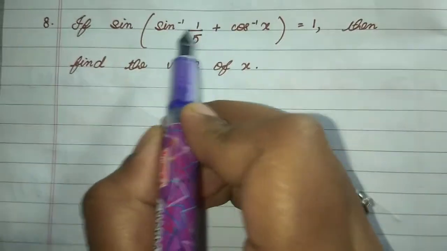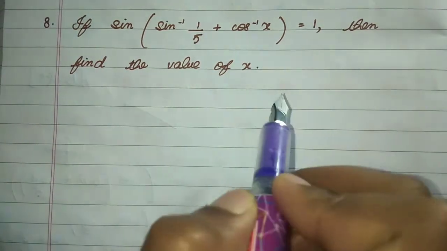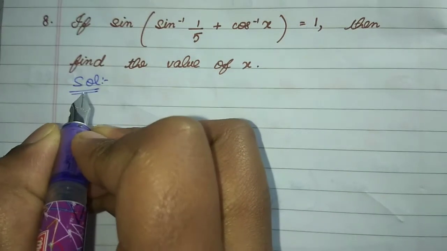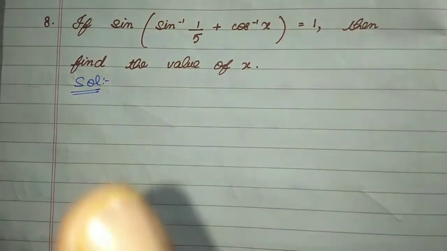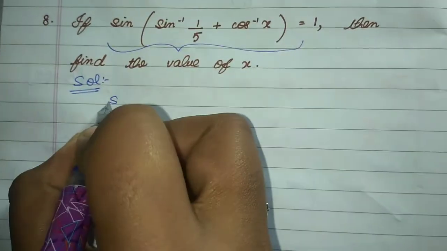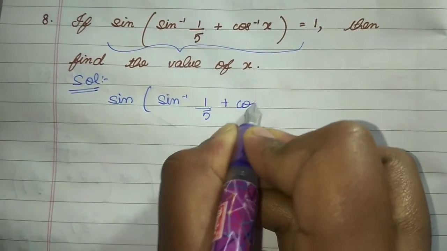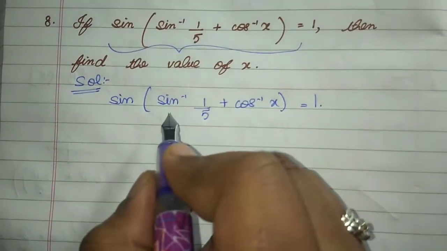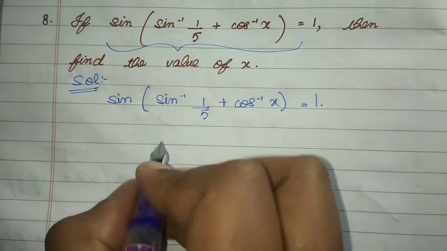Question 8. If sine of (sine inverse 1 by 5 plus cos inverse x) is equal to 1, then find the value of x. So these types of questions are easy and direct from NCERT. You can find the same question in the NCERT second exercise. Okay. So let me write the function given as it is: sine of (sine inverse 1 by 5 plus cos inverse of x) is equal to 1. So since I have inverse inside this bracket, let me make this sine also an inverse by taking it to my right hand side.